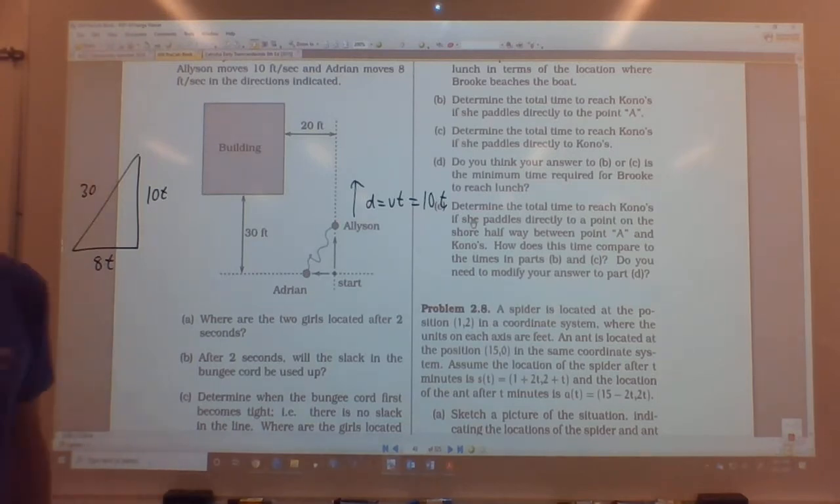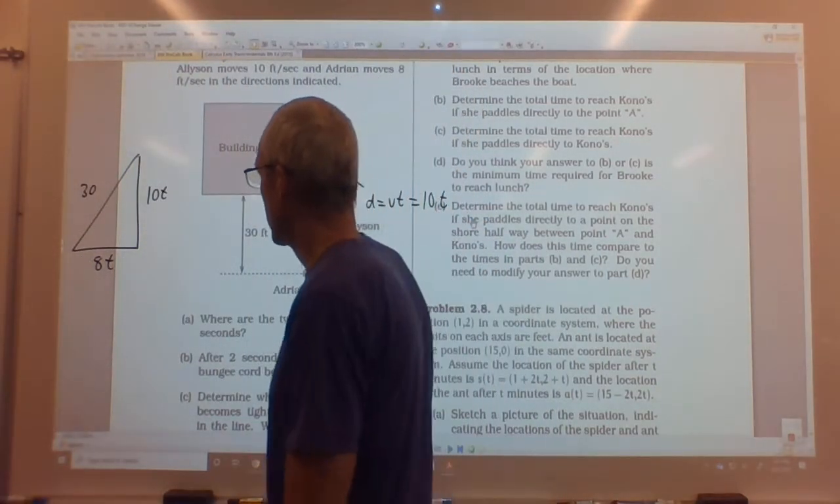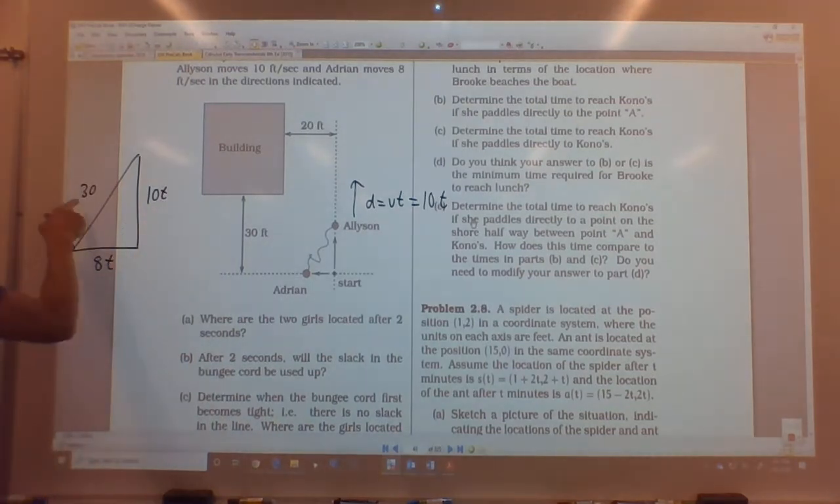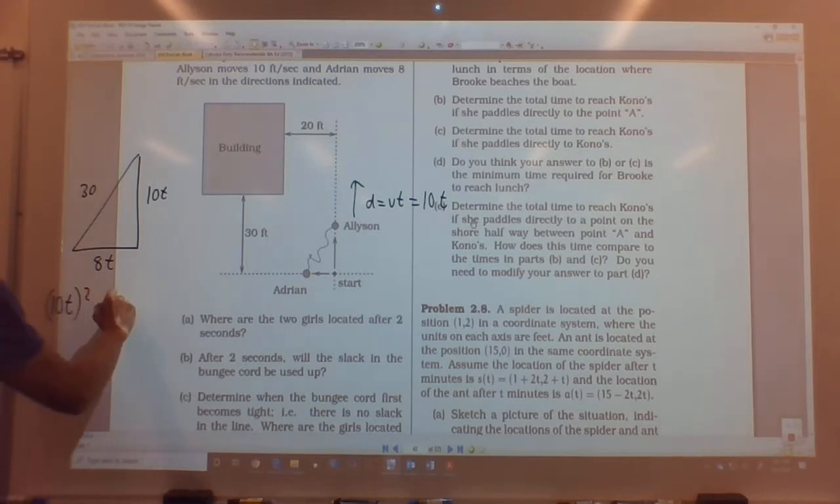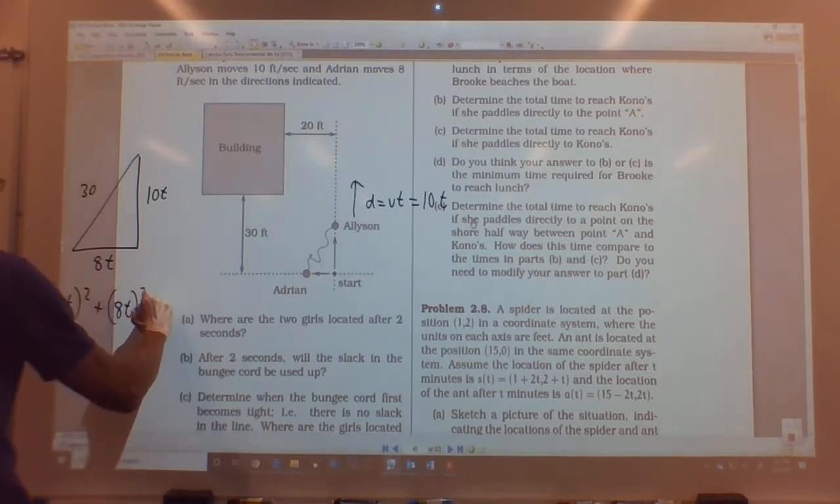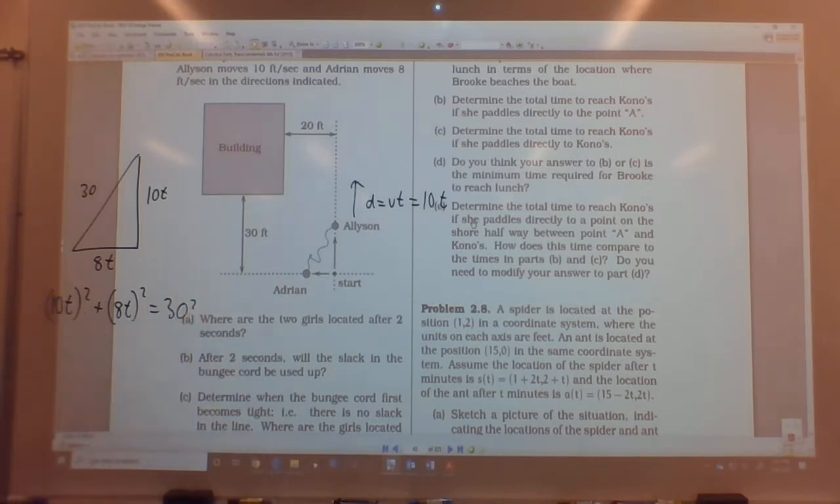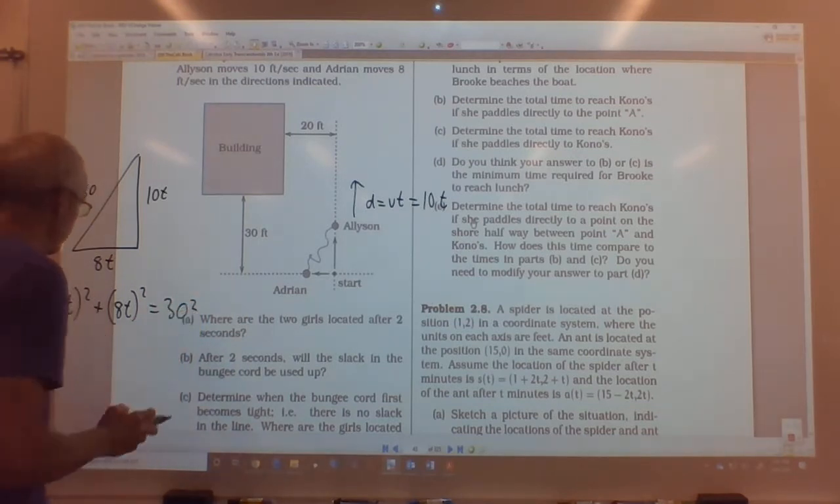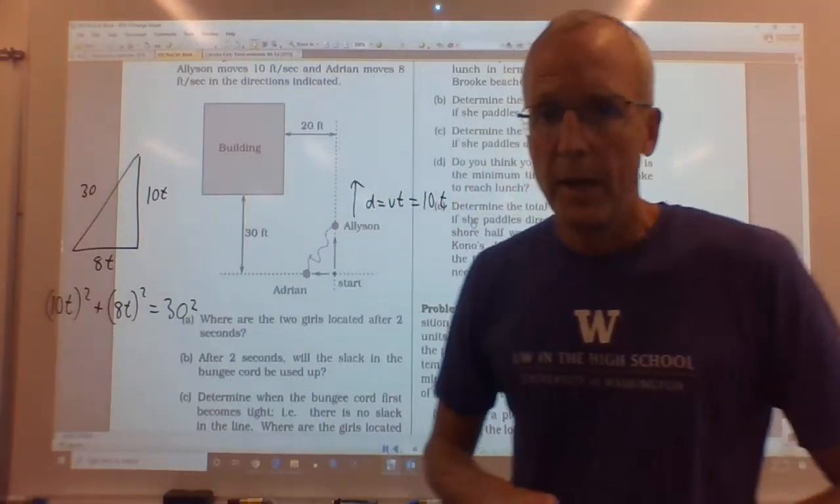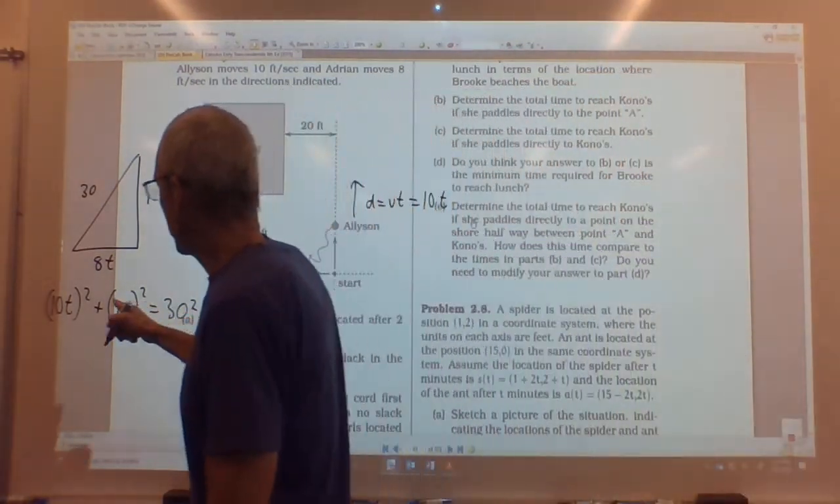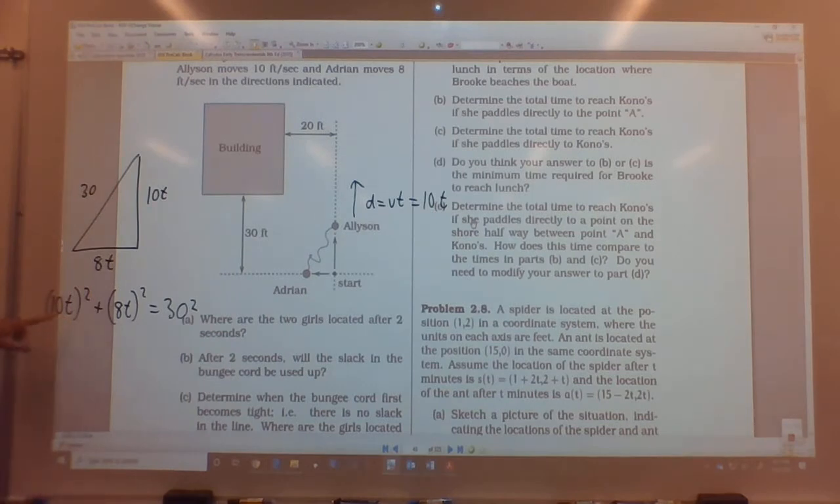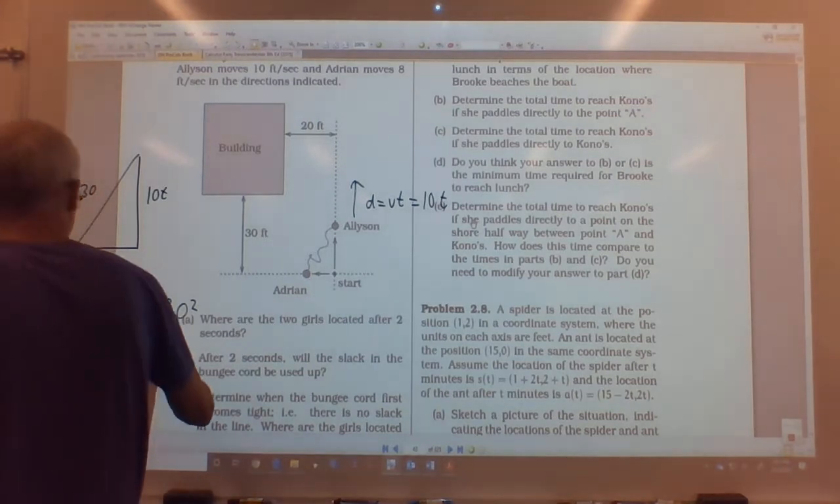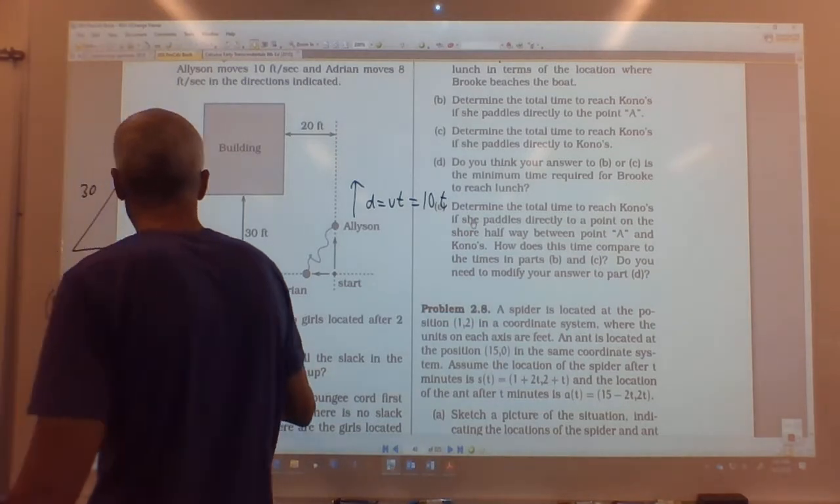What t makes that 30, right? What time makes that 30? So this squared plus that squared equals that squared. So 10t squared plus 8t squared equals 30 squared. Pythagorean theorem again. Okay, that's not so bad. We do all that out. Be really careful. Remember, this is 10t times 10t, so that's 100. You square each one, 100t squared. So we have 100t squared plus 64t squared equals 900.